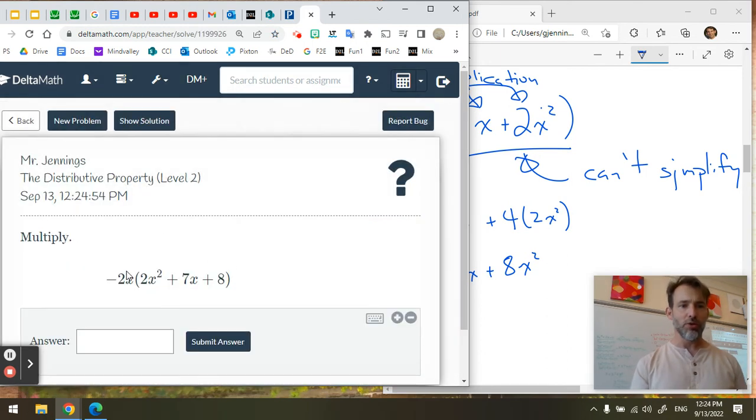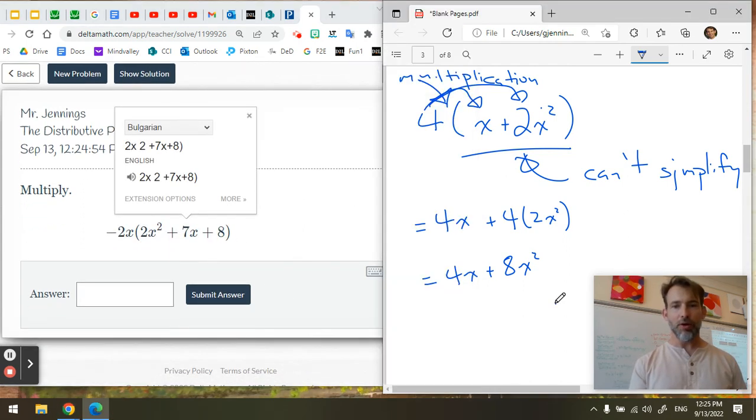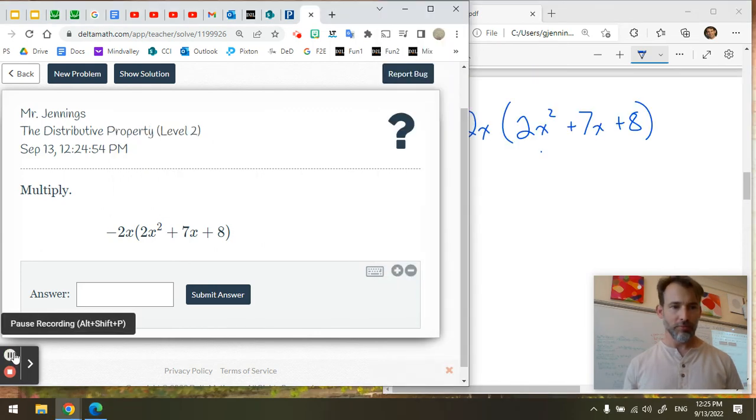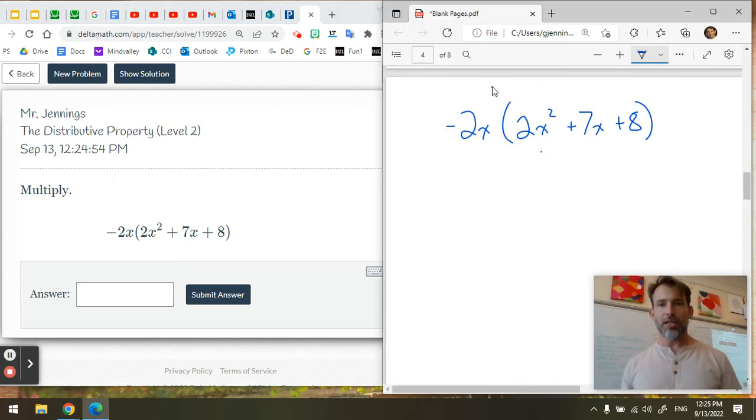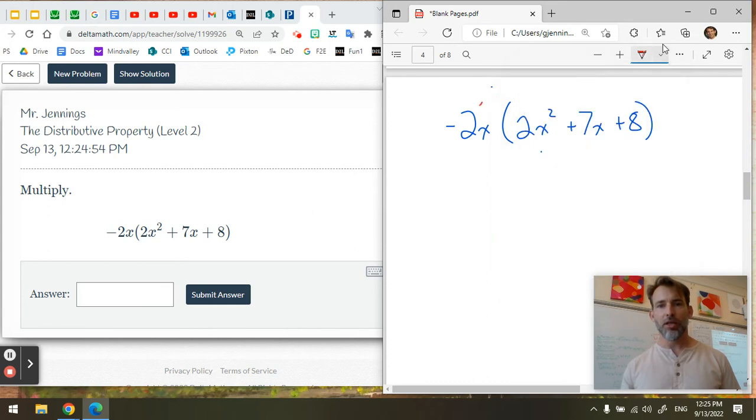What happens when we look at level 2? Here we have a monomial, a single term, multiplied by a trinomial. But it's the same thing. Let's write this one out and solve it. Here we go. If we're going to take this monomial, minus 2x, and multiply it by a trinomial, 3 terms, we're going to have to do 3 different multiplications. Negative 2x times 2x squared, negative 2x times 7x, and negative 2x times 8.